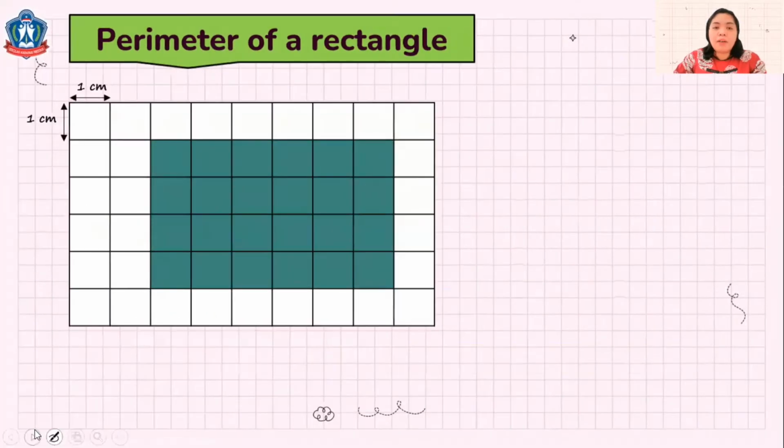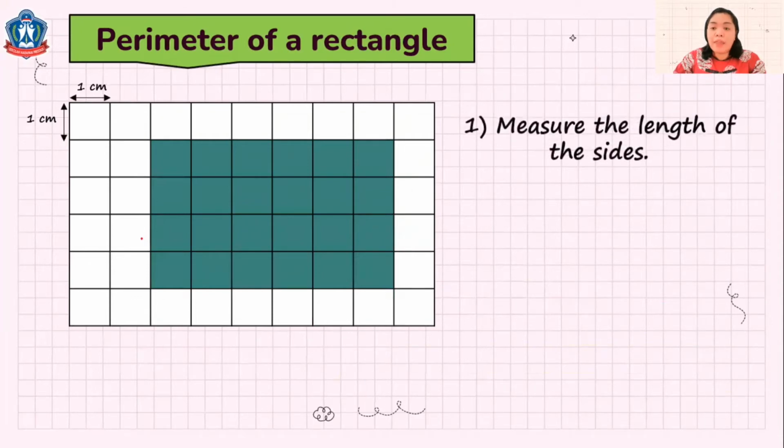How about of a rectangle? So remember, a perimeter is the total length around a figure. But in case of a rectangle, the sides are not equal measurement. So all we need to do is to measure first all the length of the sides. So this side, 1, 2, 3, 4, 5, 6. 6 centimeters. How about on this side? This one we have 1, 2, 3, 4.